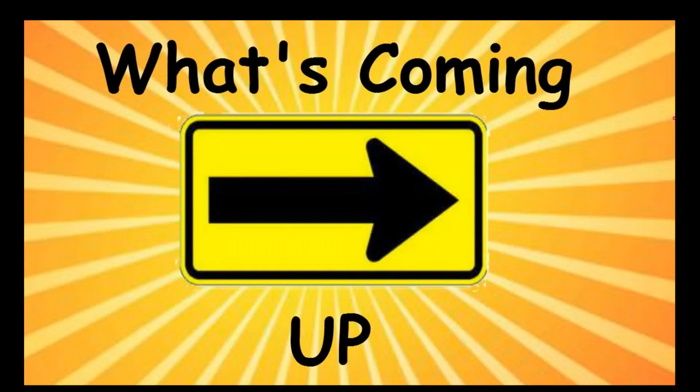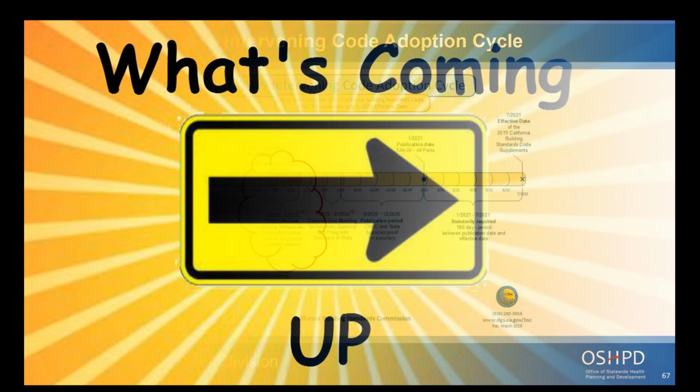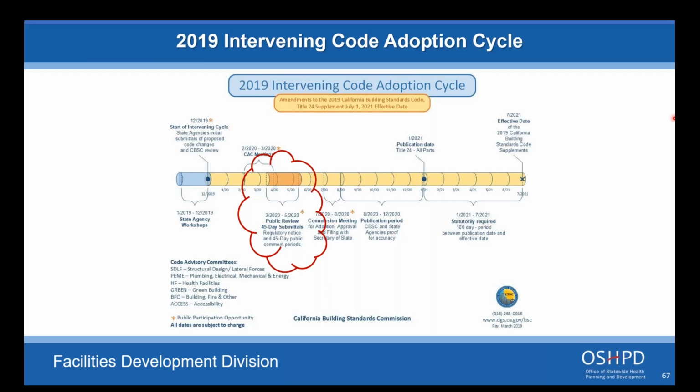So final thoughts here, I'll talk to you a little bit about what's coming up, what we're working on. We're in the middle of the 2019 intervening code cycle. We're out currently for public comment. If you are interested at all, you can go to the Building Standards Commission website and download what is being proposed for this next cycle.